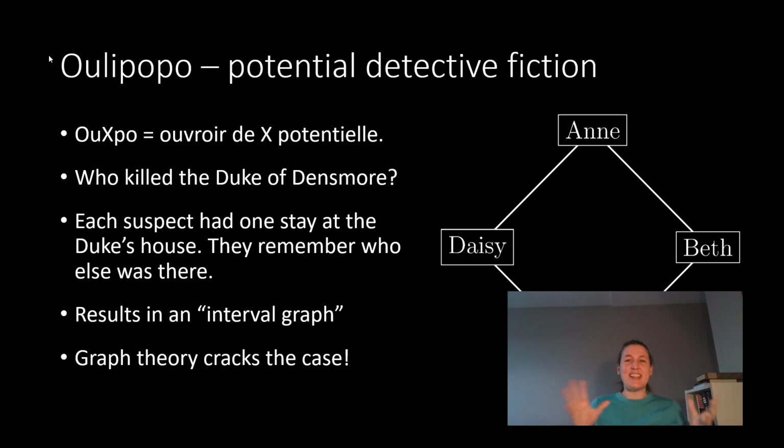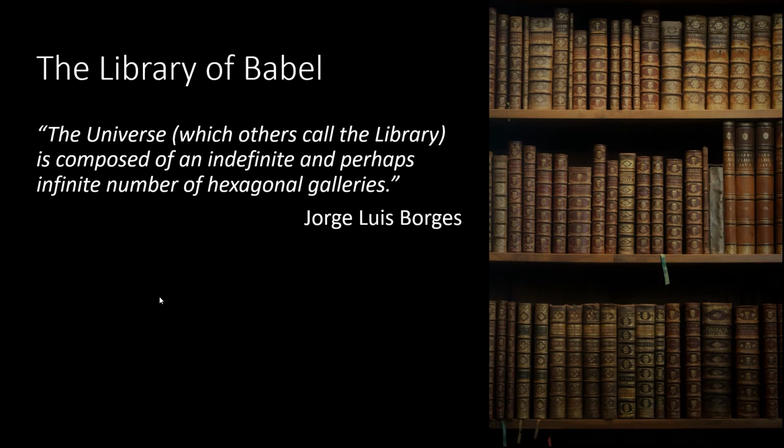The final variant or understanding of this phrase, the structure of a story, is the structure of a story. And for that, we're going to talk about the Library of Babel. The Library of Babel is a short story by the Argentinian author Jorge Luis Borges. And it's about a world in which the whole universe is a library. How wonderful is that? The first sentence says, "The universe, which others call the library, is composed of an indefinite and perhaps infinite number of hexagonal galleries."